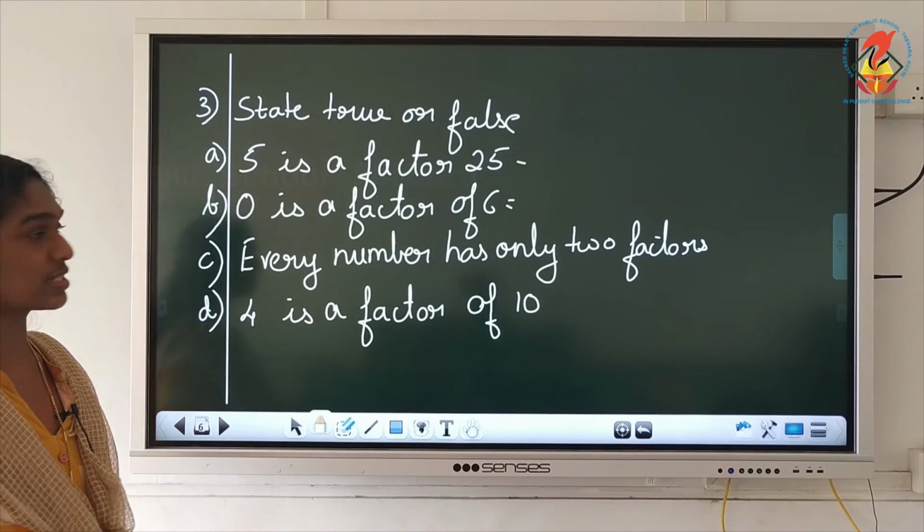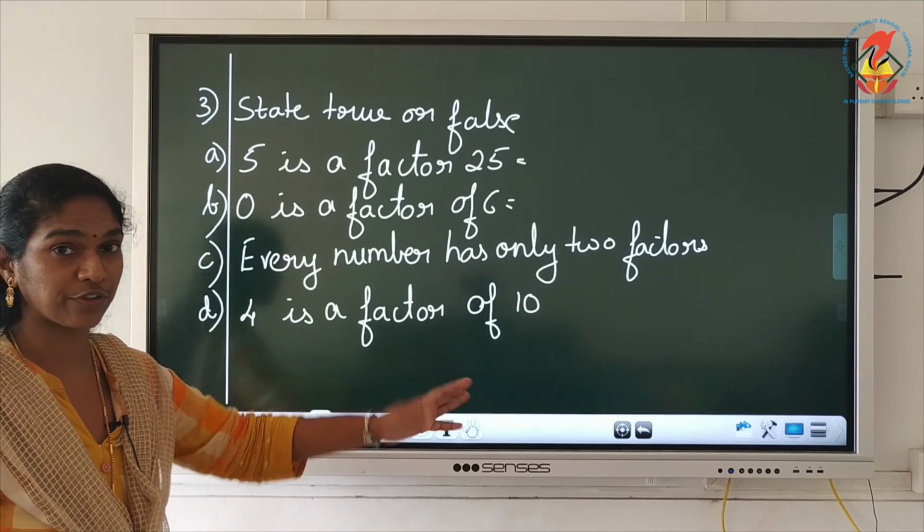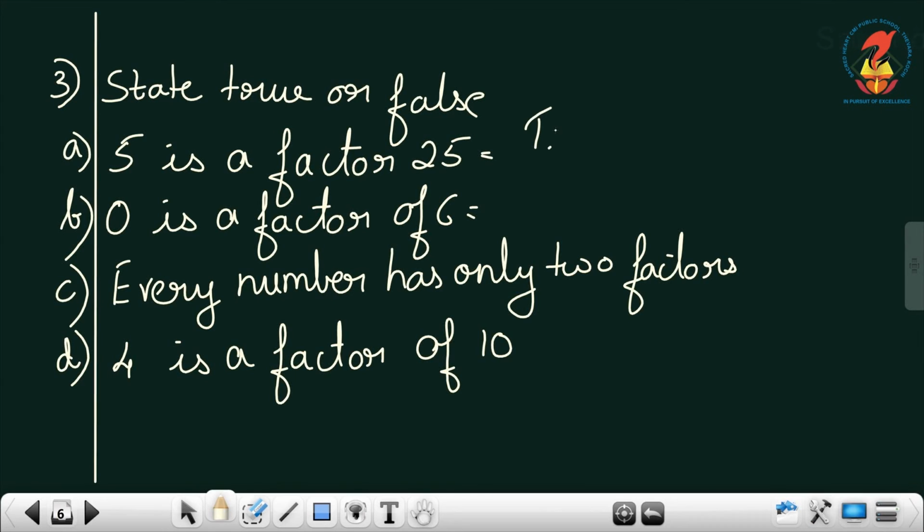Now, straight true or false. 5 is a factor of 25. True or false? True. 5 is a factor. 5's table we have 25, isn't it? 5 5's are 25. So 5 is a factor of 25.